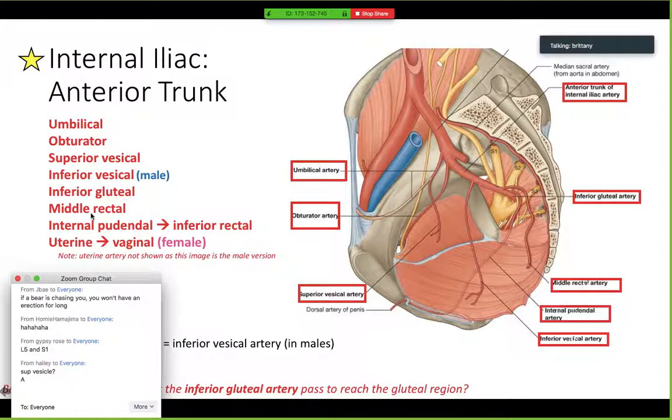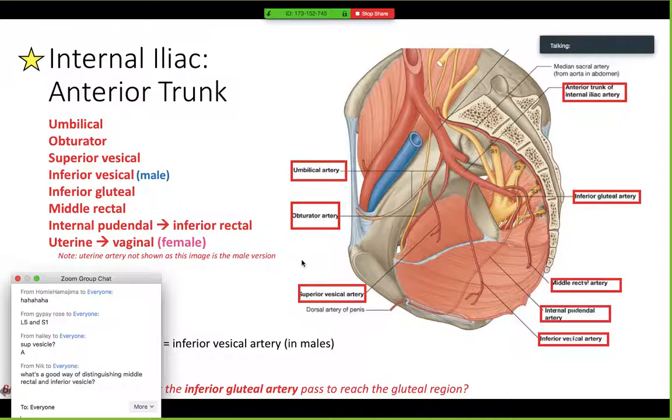All right, middle rectal. So this one right here, also off the anterior trunk, and then the internal pudendal artery, giving rise to the inferior rectal. And then you also have a uterine artery, which is not shown here. What's a good way of distinguishing middle rectal and inferior? Look at where it's going. If it's going to the rectum, it's middle rectal. If it's going to the bladder, it's inferior vesical.